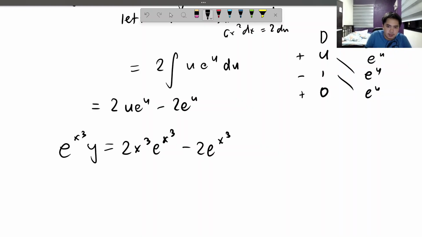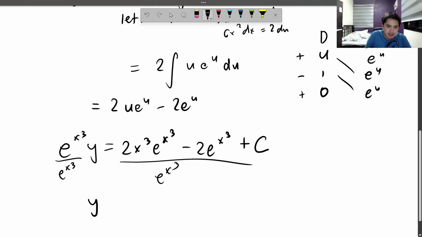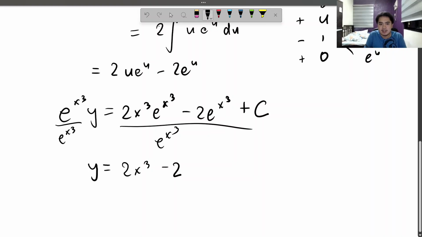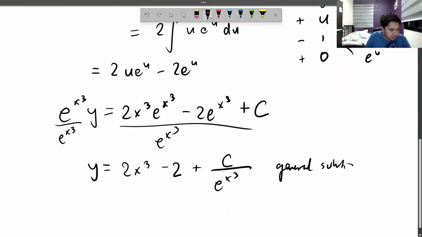Now, we forgot plus c. See? Here. So now we can divide both sides by e to the x cubed. It's easy to divide it, by the way. So y equals, this and that cancel, so 2x cubed. This and that cancel, so it's 2. So that's that easy. But we have to put c over e to the x cubed right here. So yeah, this is the general solution. And there we go. We're finished with this one. Next.